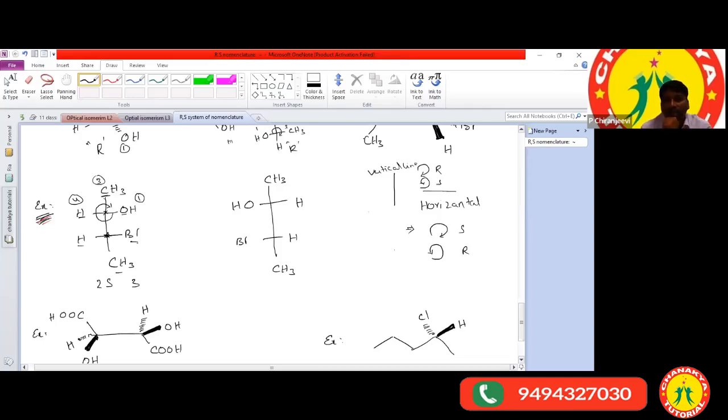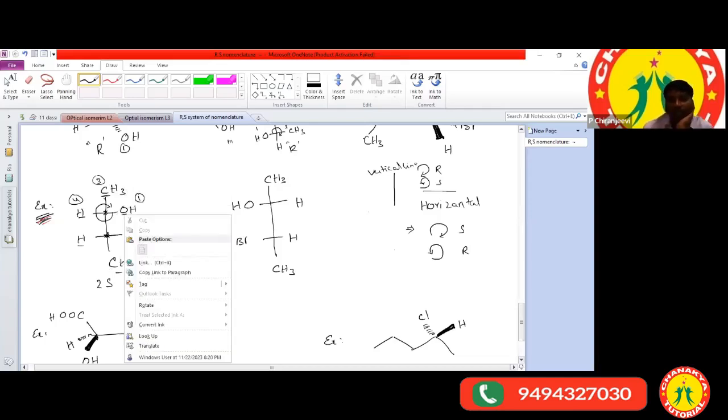Sirisha, for which one can we give the first priority? Bromine, carbon, or hydrogen? Sir, we can give the first priority to bromine. Second priority: here also carbon is there, here also carbon is there. But in this carbon the second atom is oxygen. In this one, the second atom is hydrogen. So we can give the second priority to this one. And third priority to the methyl group.